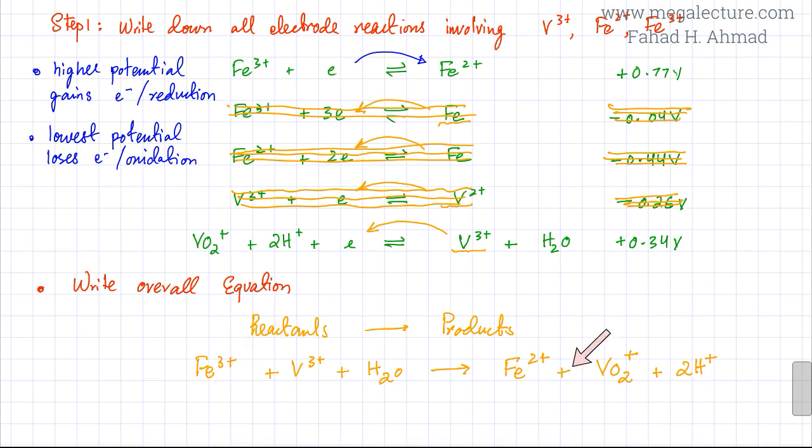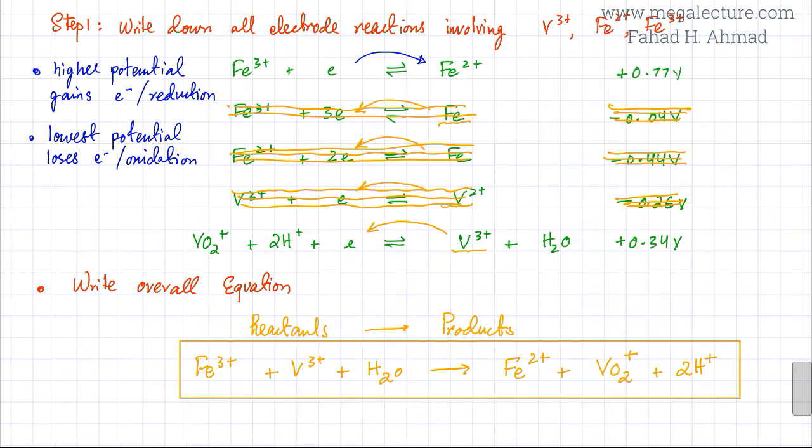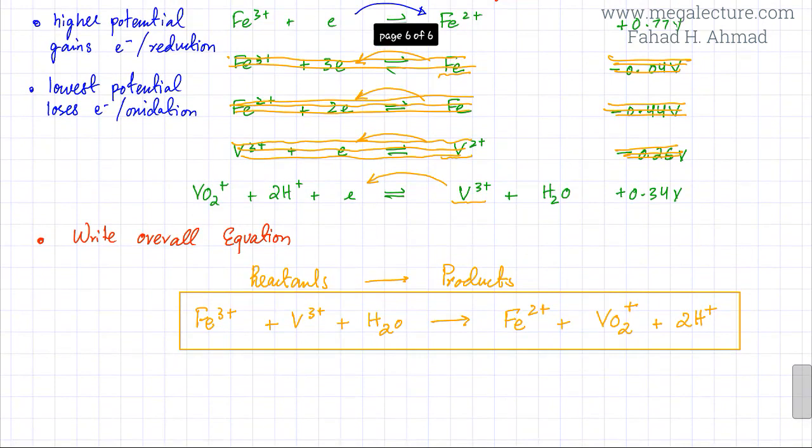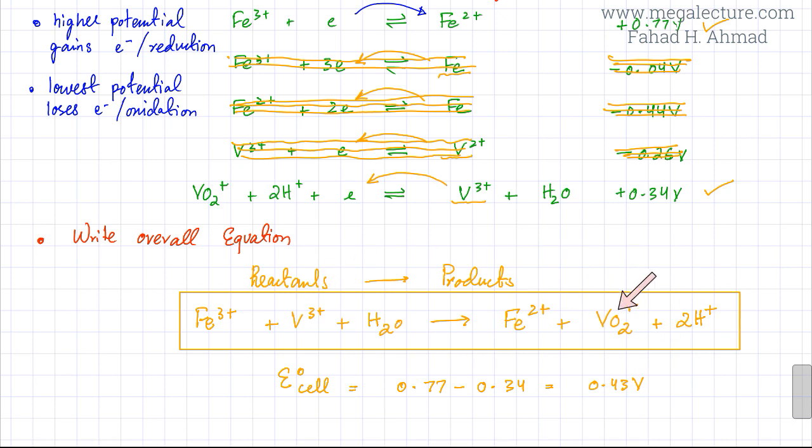So this is my overall reaction for step 3. Fe3+ further reacted, got reduced to Fe2+, V3+ further got oxidized, and they ended up forming VO2+. I can also now try and figure out the E0 cell for this particular reaction. The E0 cell is simply higher potential minus lower potential. So in this case, the higher potential is 0.77 volts, the lower potential is 0.34. So it's going to be 0.77 minus 0.34 volts, and that would be equal to 0.43 volts. Again, although the E0 cell is not very high, it is positive, so this reaction is also feasible, and this reaction would occur. It has a positive E0 cell.